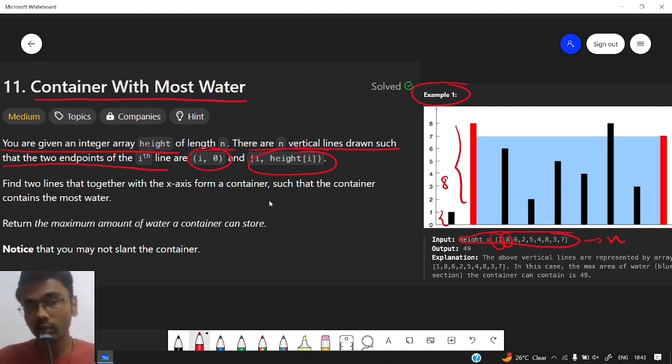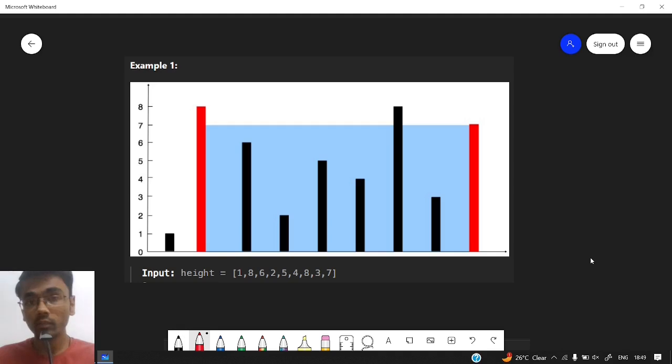Now what does the question say next? We need to find two lines that together with the x-axis form a container such that the container contains the most water, and in the end we need to return the maximum amount of water that we can store. Now what does that mean? So let us see this first example and try to understand this question.